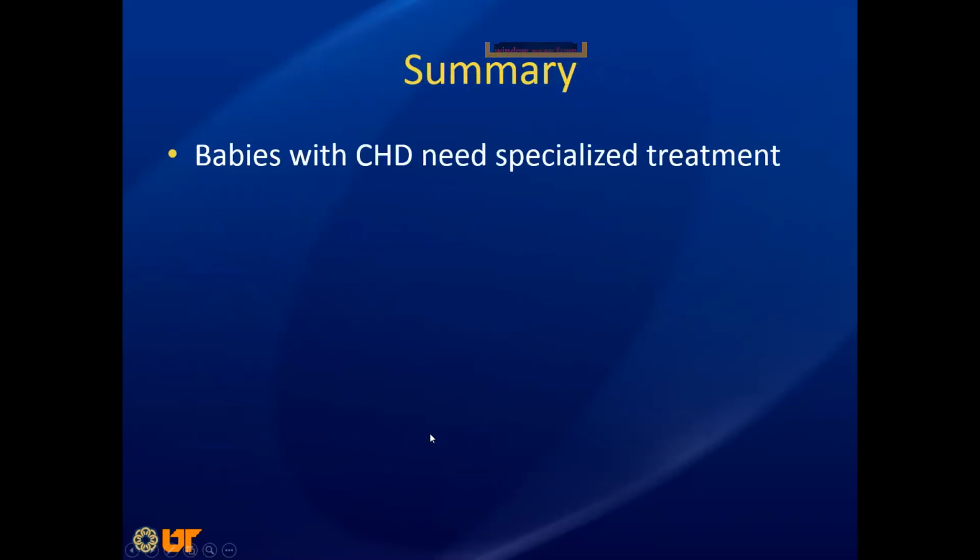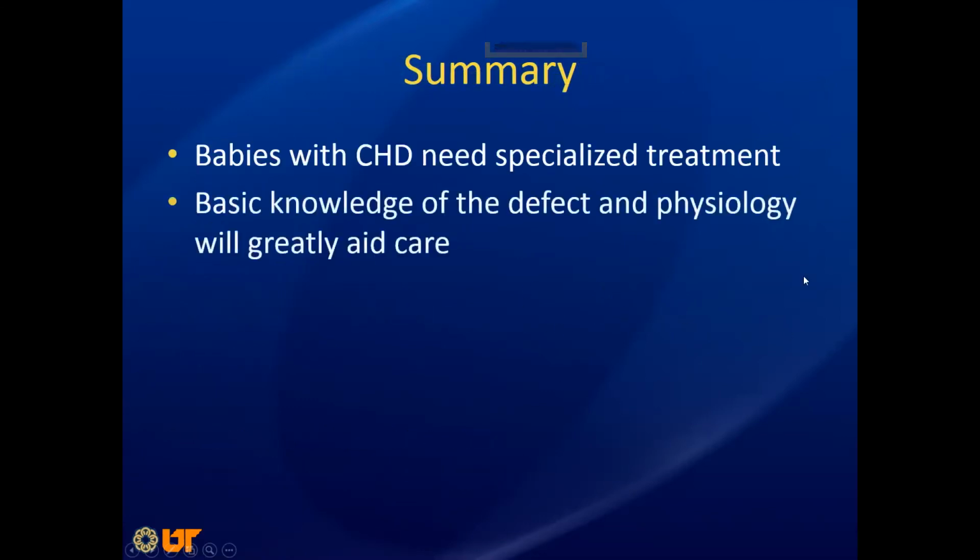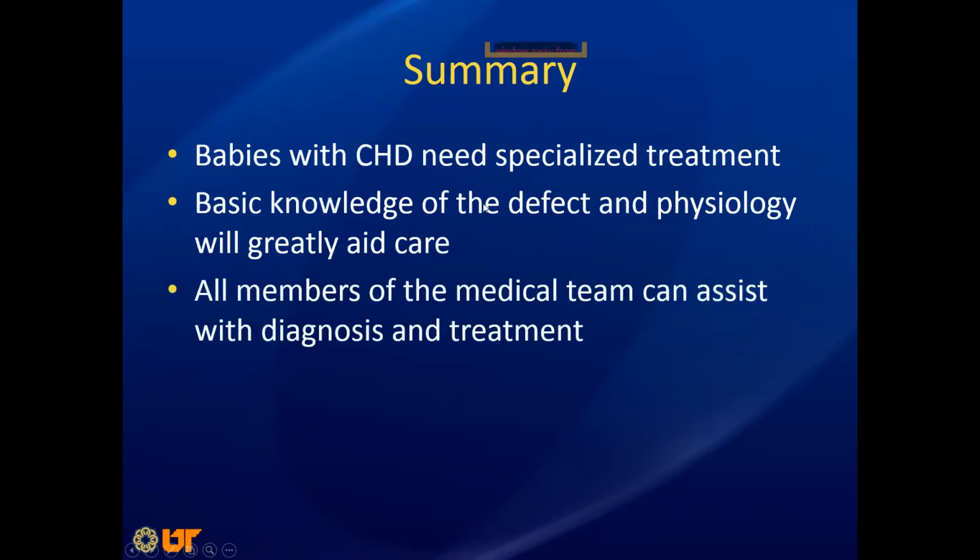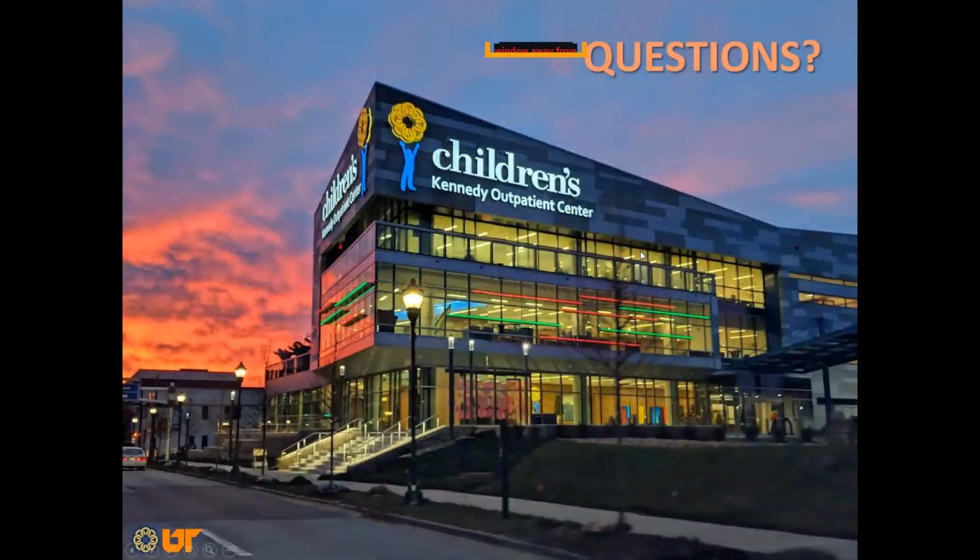So in summary, babies with congenital heart disease need specialized treatment, both pre and post delivery. If you have basic knowledge of the defect and the physiology, it can greatly aid care. And all members of the medical team can assist with diagnosis. A lot of times, especially in the newborn nursery, it's a nurse hearing that murmur, or somebody else hearing that murmur first, and that is completely fine. We've diagnosed a lot of things just based on somebody else hearing something or seeing something concerning. So that is a whirlwind of the most common congenital heart diseases. I will open it up to questions.